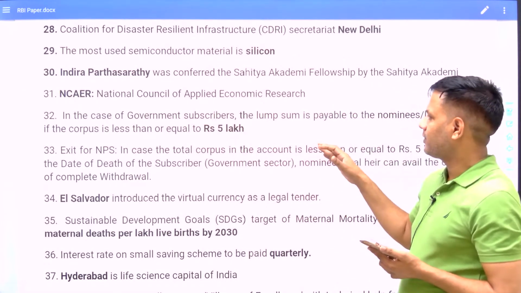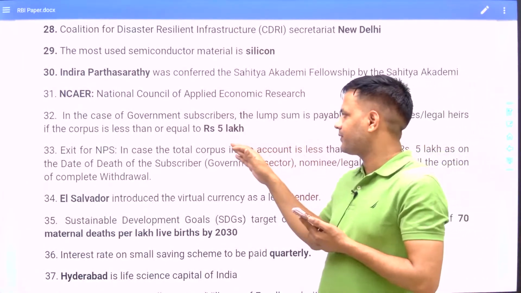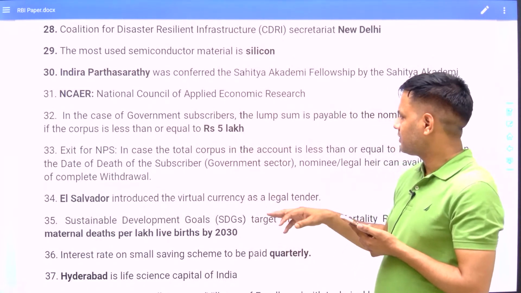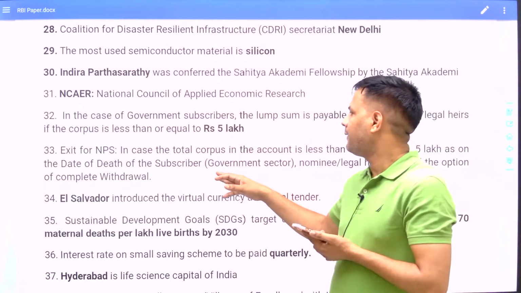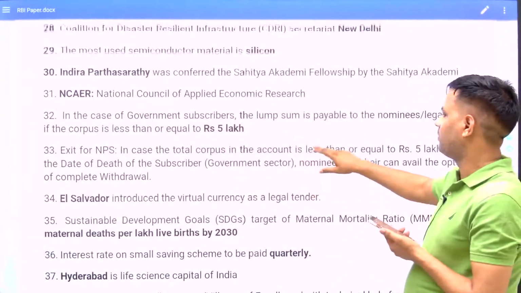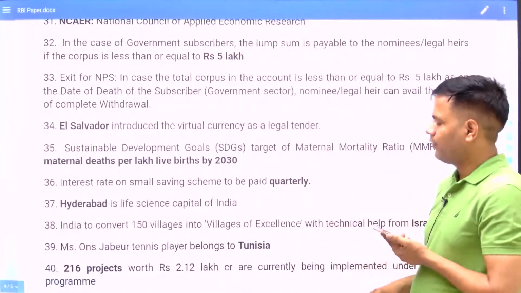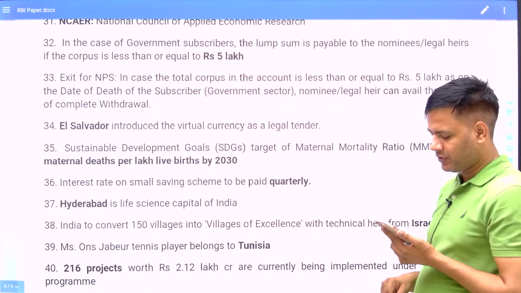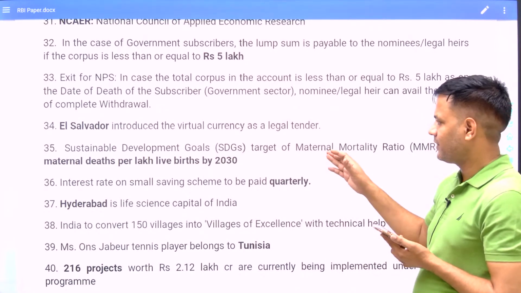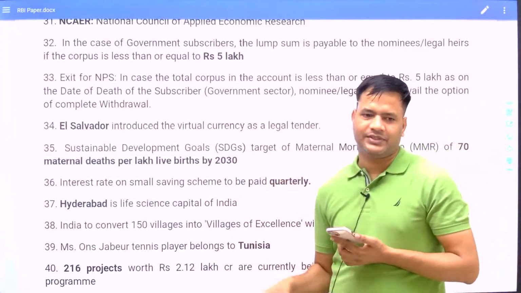Next question, in the case of the government subscriber, the lump sum is payable to the nominee's legal heirs if the corpus is less than or equal to 5 lakh. I think this was an NPS related question, National Pension Scheme. 32 and 33, I think we have written same. Which country introduced virtual currency as a legal tender? El Salvador was the first country, and MMR of India was given.